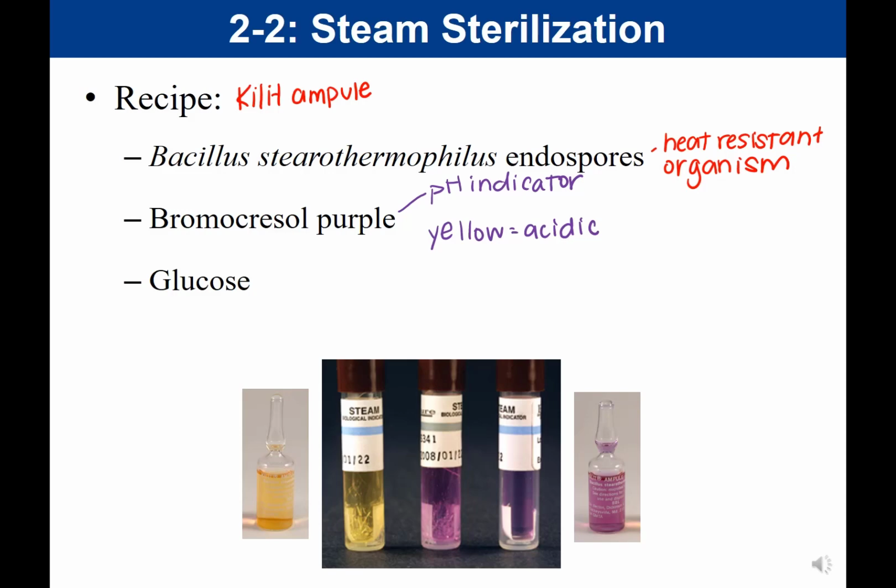Now, notice the name is bromocresol purple, and again, that color at the end there indicates the alkaline color. So purple is going to be alkaline or basic. Again, bromothymol blue, blue is alkaline. Phenol red, red is alkaline. Bromocresol purple, purple is alkaline. So that's our pH indicator.